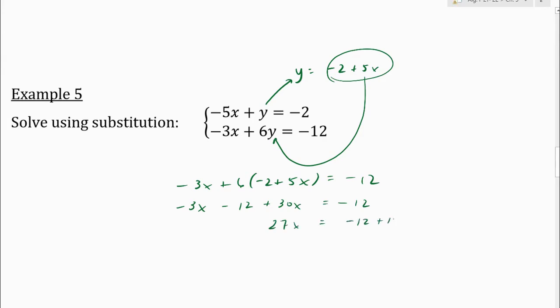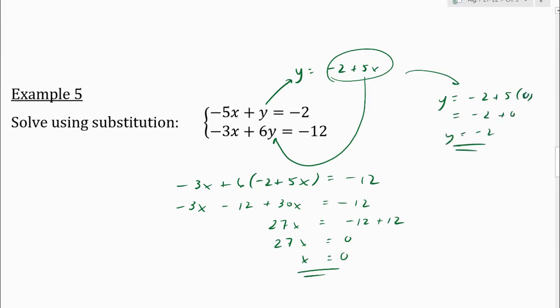I'm going to go ahead and add 12 to both sides. Divide 0 by 27, we still got 0. And then right there, my y is negative 2 plus 5 times 0. That's negative 2.